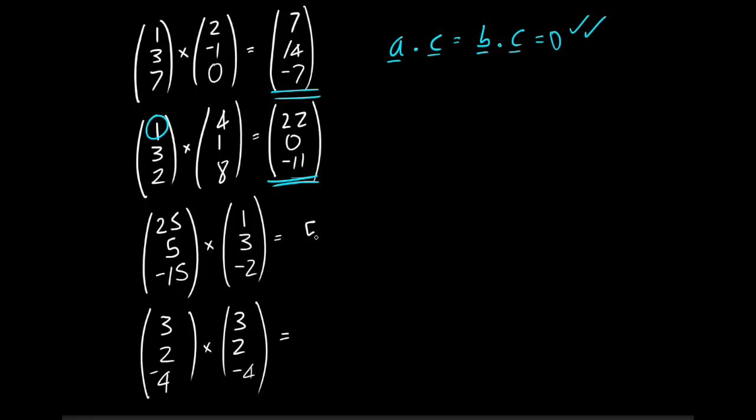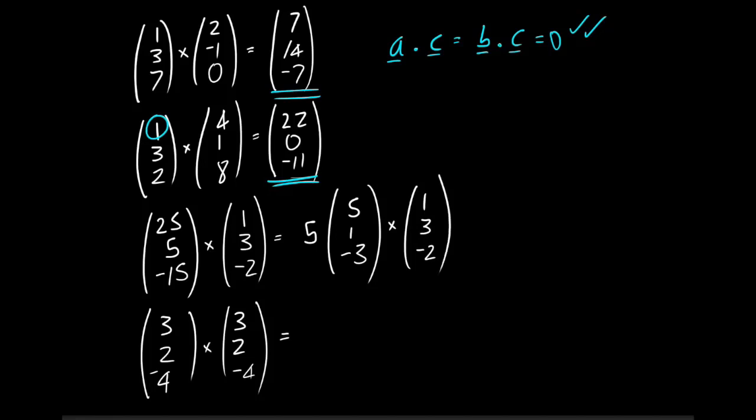I can just take the common factor of 5 out of the first vector. We're calling it vector A. So that's just 5, 1, minus 3. And then I go ahead and write vector B, which can't be simplified, as just 1, 3, minus 2. We'll do this cross product, and then we'll put the factor of 5 in at the end. That's fine to do it that way round.